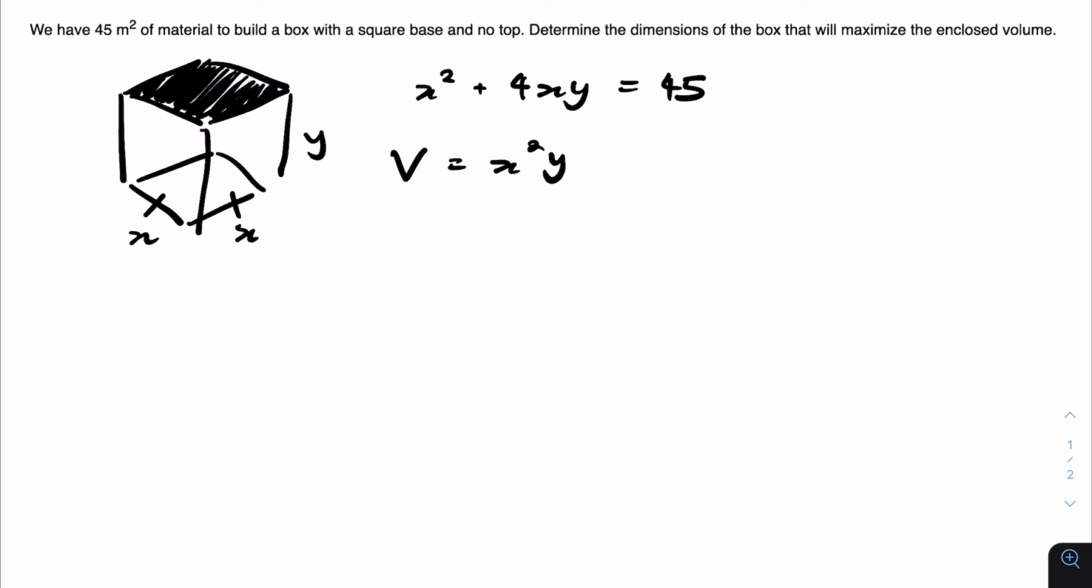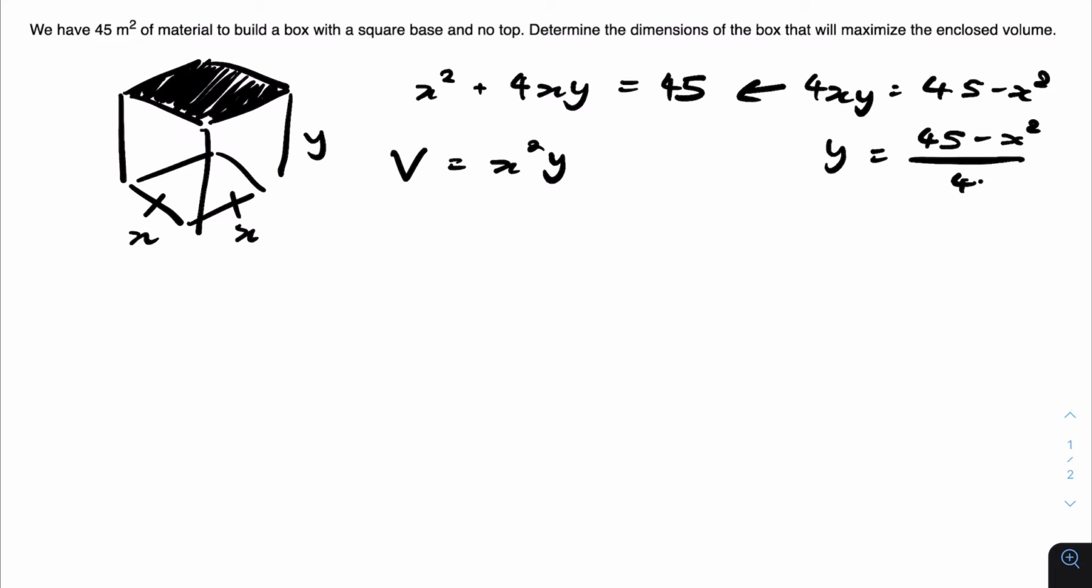Now we have to find a way to get rid of one of the variables so that we're working with one variable and we can just differentiate with that. In this case, I'm actually going to get rid of the x in this equation because it looks a little bit easier to do so. I'm going to get y isolated. That means that we can rearrange to form 4xy is equal to 45 minus x squared. So y is equal to 45 minus x squared over 4x.